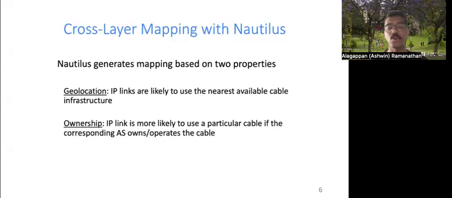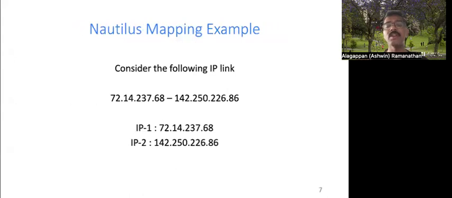The next property is ownership, where the rationale is that the IP link is more likely to use a particular cable if the corresponding AS owns or operates that cable. Now let's look at an example of how Nautilus employs these two properties to generate mapping. Let's consider the following shown IP link, where we call the endpoints IP1 and IP2 for simplicity.